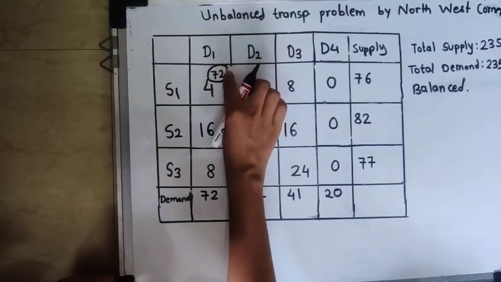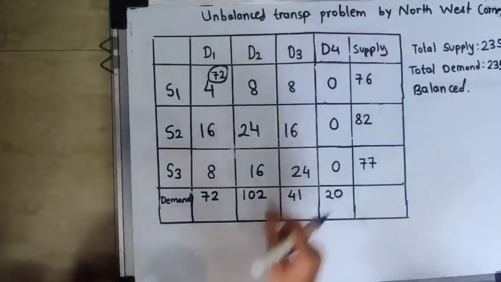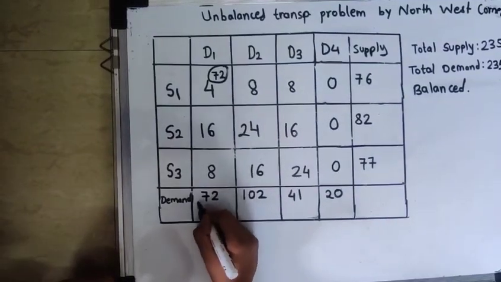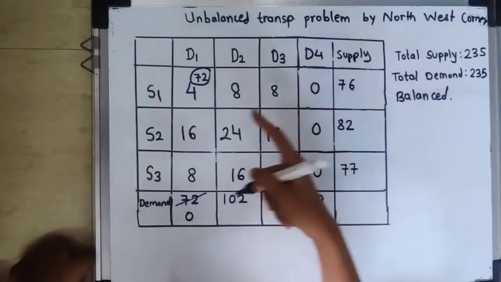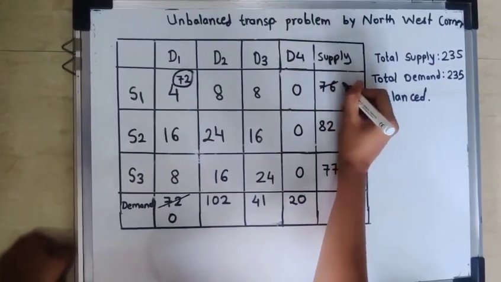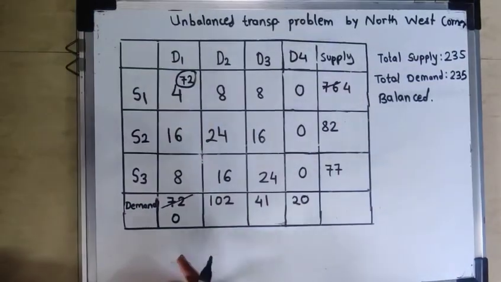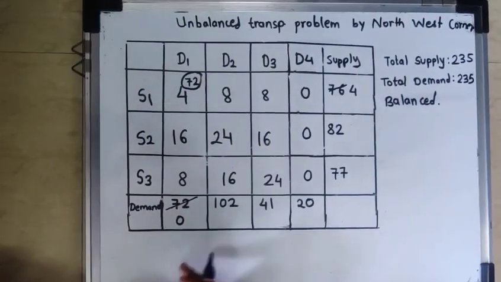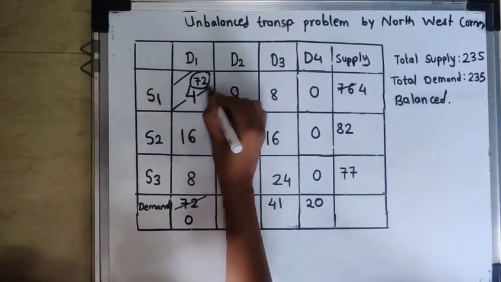After making an allocation, we are going to subtract this 72 value from both the sides. So 72 minus 72 will be 0 and 76 minus 72 will be 4. Now whichever row or column will be 0, we are going to eliminate it. Now here this column is 0, so we will eliminate it.